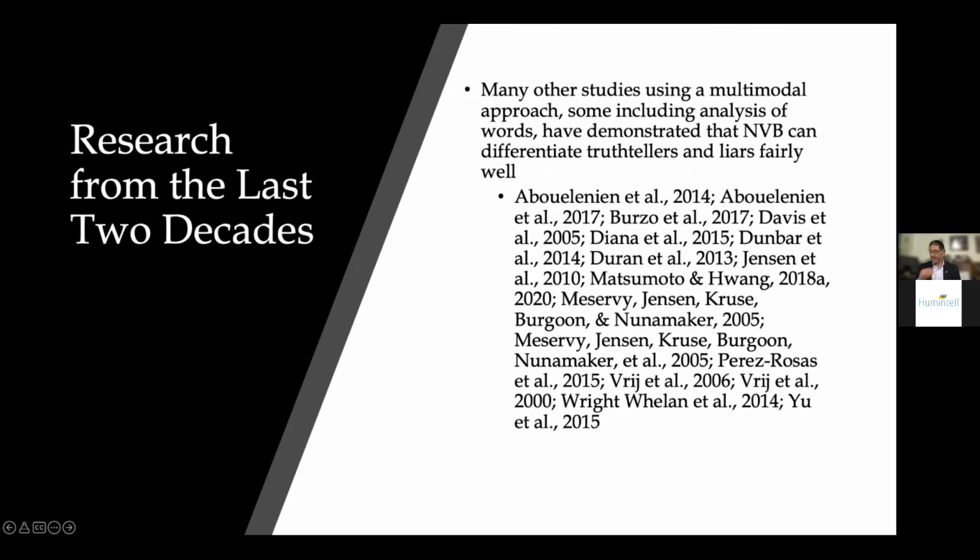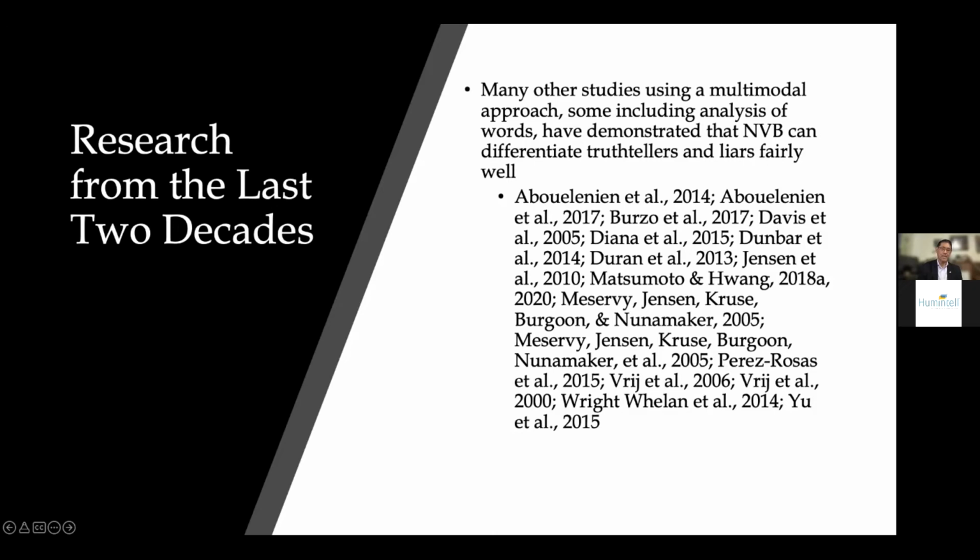Since the time of that meta-analysis, there have been many studies that use a multimodal approach, that analyze clusters or combinations of nonverbal behavior, sometimes with words and sometimes without, that have produced positive findings, that is, they show that the clusters or combinations of nonverbal behavior, sometimes with the words, do differentiate truth tellers and liars. You can see here a partial listing of these studies over the last two decades that have taken this approach. So there's a lot of evidence for the thought that clusters or combinations of behaviors, including words, can differentiate truth tellers and liars.